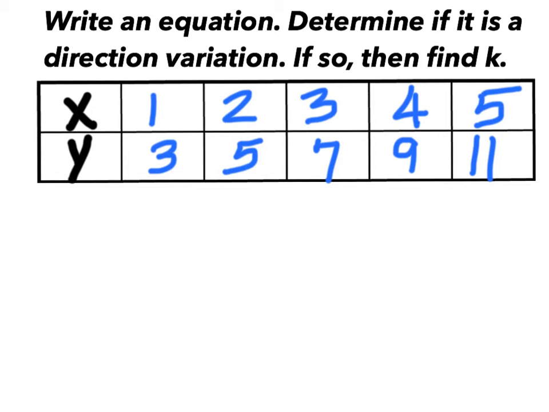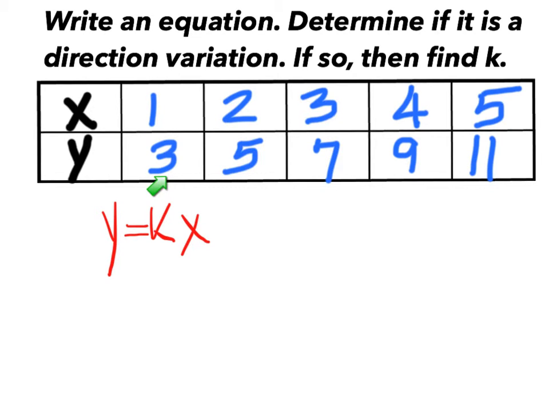Write an equation, determine if it is a direct variation. If so, then find k. Okay, so if you're plugging in x here, you're getting back these y's. Remember, a direct variation is y equals kx. So what's happening to these items here to get to y?